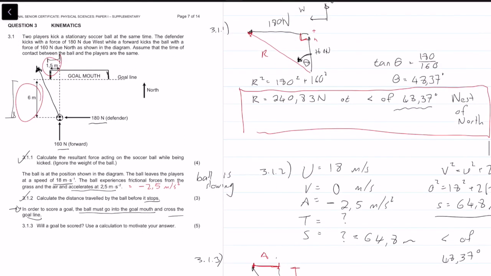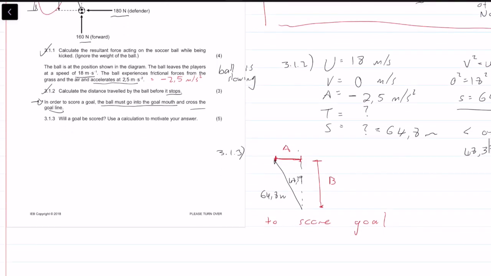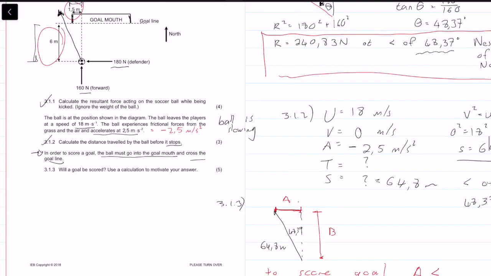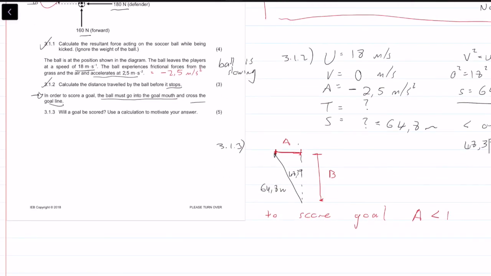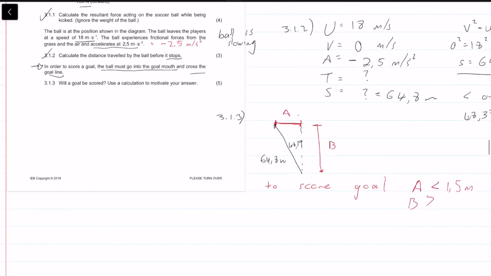Okay, so in order to score a goal, let me just give myself some distance. In order to score a goal, A must be less than 1.5 meters, and remember, if it's less than 1.5 meters, that's that distance right there. So anything inside that would result in a goal, and B must be greater than 6 meters.